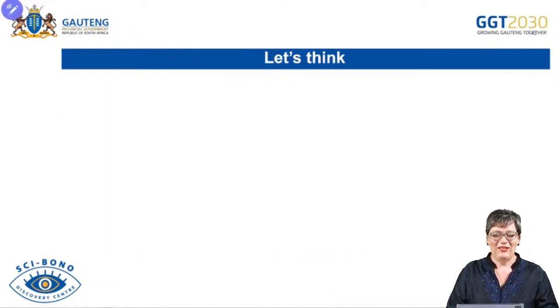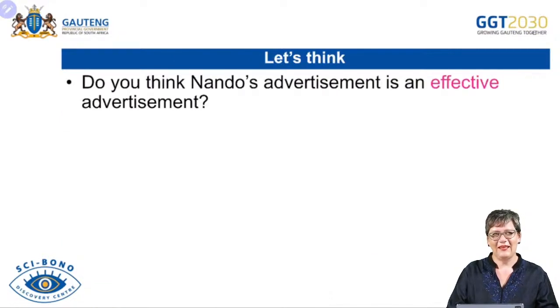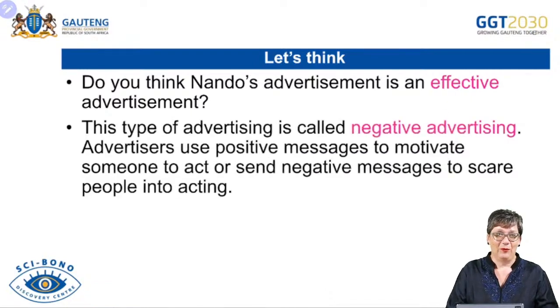So my question to you then is, let's think about this. Do you think the Nando's advertisement was effective? Now, what is actually happening here is what we call negative advertising. Now, advertising is either used to send a positive message to motivate you to do something, or a negative message to scare you into acting.